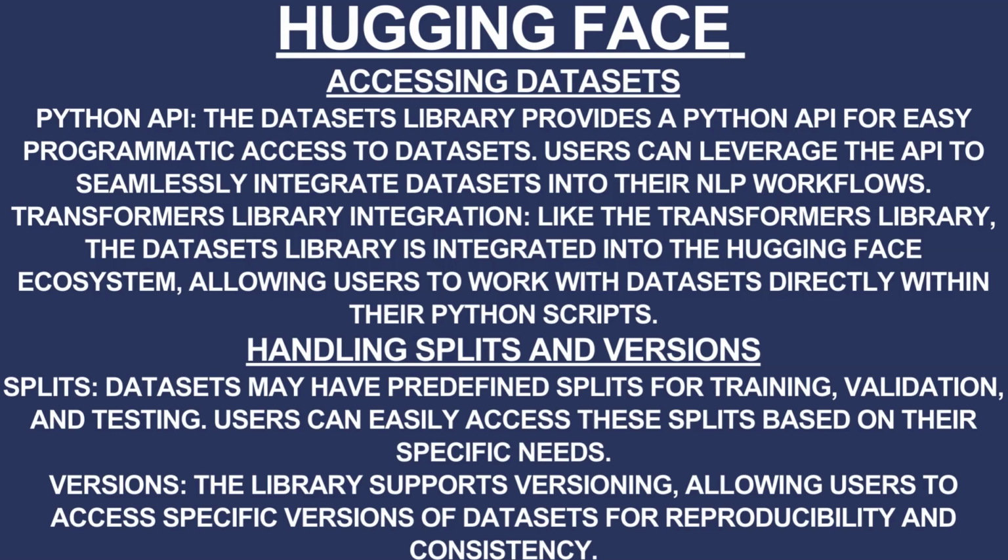Accessing datasets. Python API. The datasets library provides a Python API for easy programmatic access to datasets. Users can leverage the API to seamlessly integrate datasets into their NLP workflows. Transformers library integration. Like the Transformers library, the datasets library is integrated into the Hugging Face ecosystem, allowing users to work with datasets directly within their Python scripts.